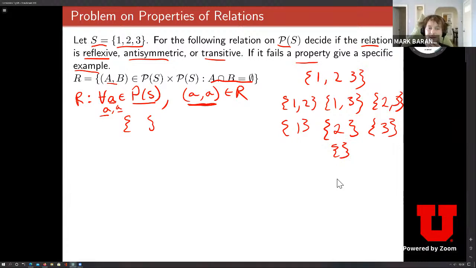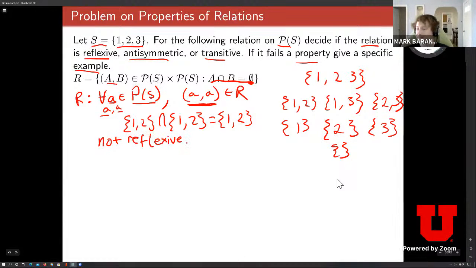So if we take {1, 2} and intersect it with itself, then it's {1, 2}, right? A intersect A is equal to A, so this is {1, 2}. So it does not have an empty intersection, so this is not reflexive. Everyone good on that? Yeah.